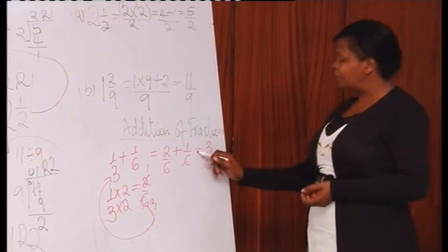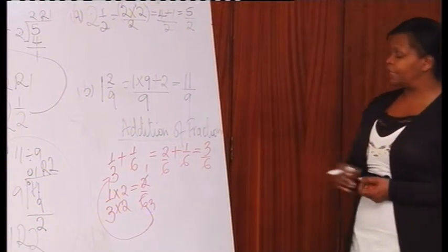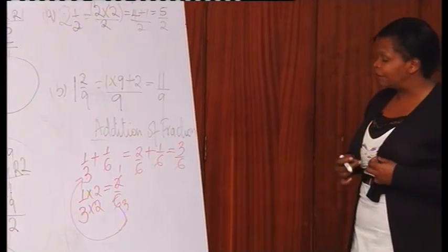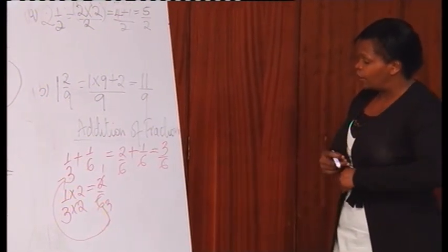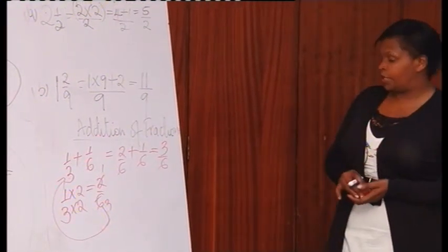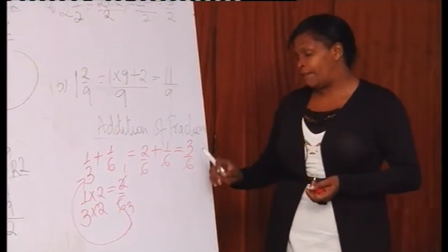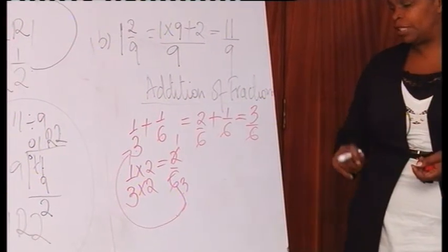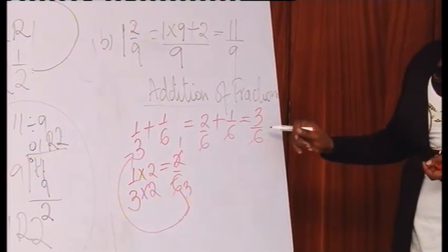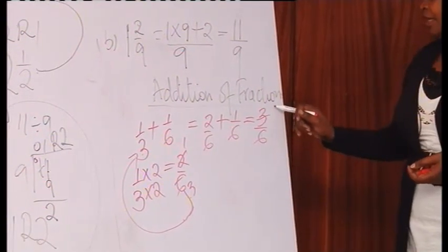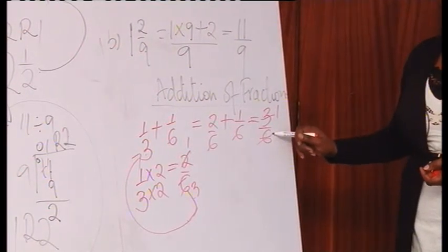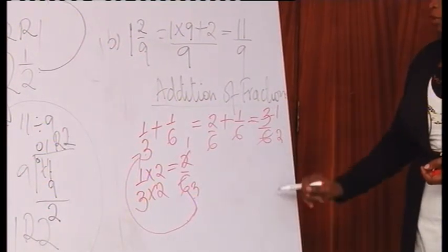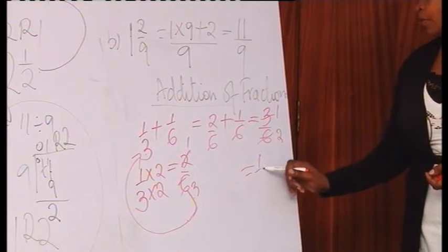And then remember, such a fraction cannot be left like this, because I can simplify further, dividing the numerator and the denominator by a common factor. And which is this common factor? It is 3. So 3 divided by 3 is 1, and 6 divided by 3 is 2. So my answer will be 1/2.